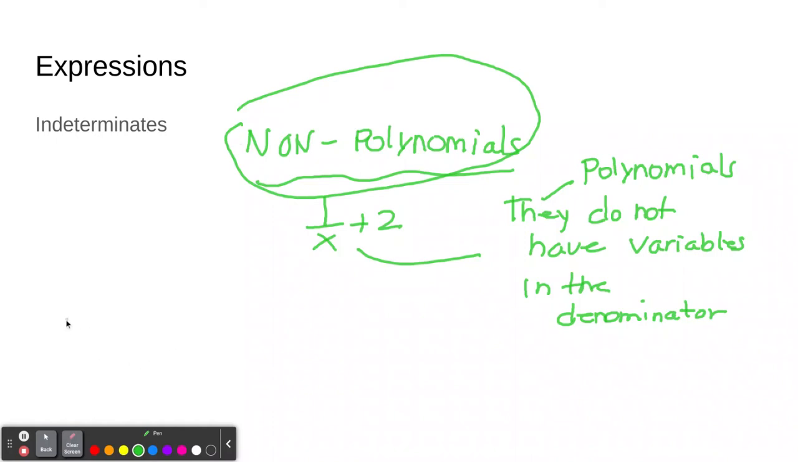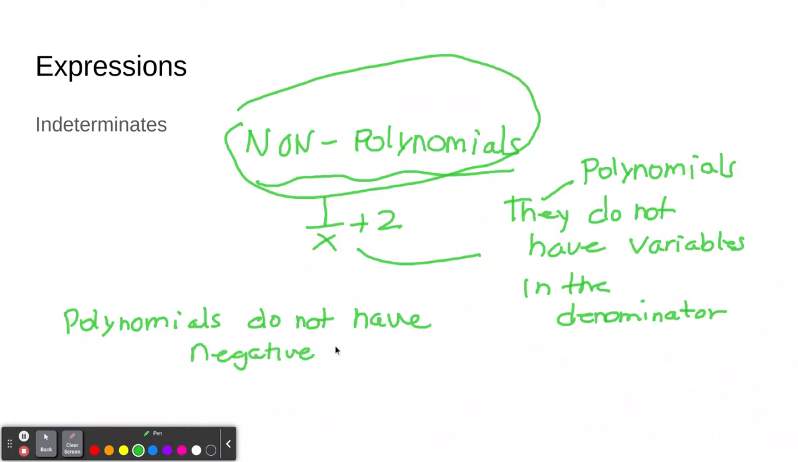Also, polynomials do not have negative exponents or negative powers. So if you saw x to the negative second power, that is a non-polynomial. And by the way, when you do see a negative exponent, they do become fractions like that, and that'll be explained in other videos very shortly. So again, make sure you know what non-polynomials are. I'll leave that up for a minute.